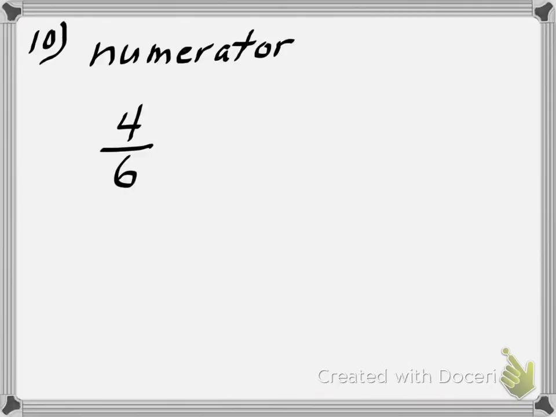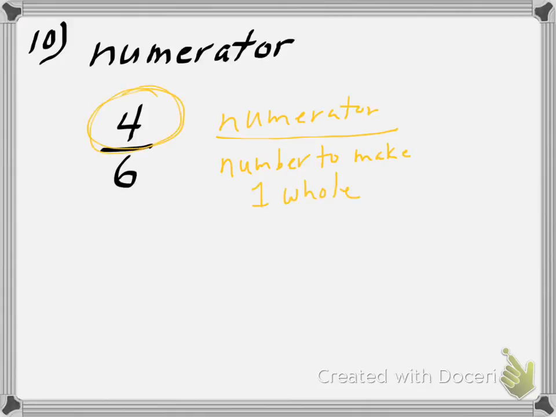Okay, for number 10, all they're simply asking for is in that fraction, what is the numerator? So our numerator is simply our top number, which tells how many pieces, for instance, that we have shaded. And our denominator is the number to make one whole one. So our numerator is going to be 4.